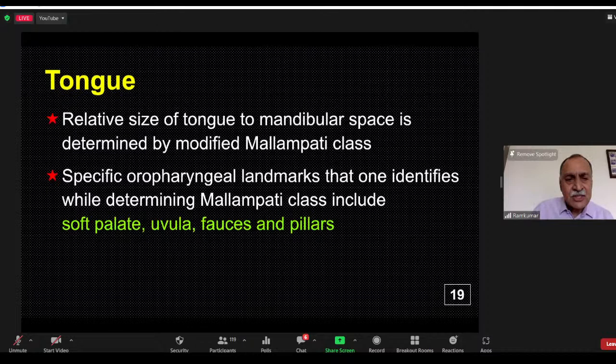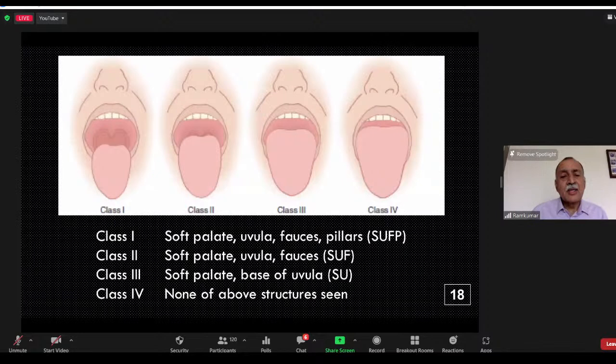We look at four anatomical structures: the soft palate, the uvula, the fauces, and the pillars. And we can just abbreviate this as the first letter of each of these anatomical structures: S, U, F, and P. And this is what we look for in the Mallampati, modified Mallampati classification. Class 1 through class 2, 3, up to class 4. In class 1, we see all the four structures: S, U, F, and P. Soft palate, uvula, fauces, and the pillars.